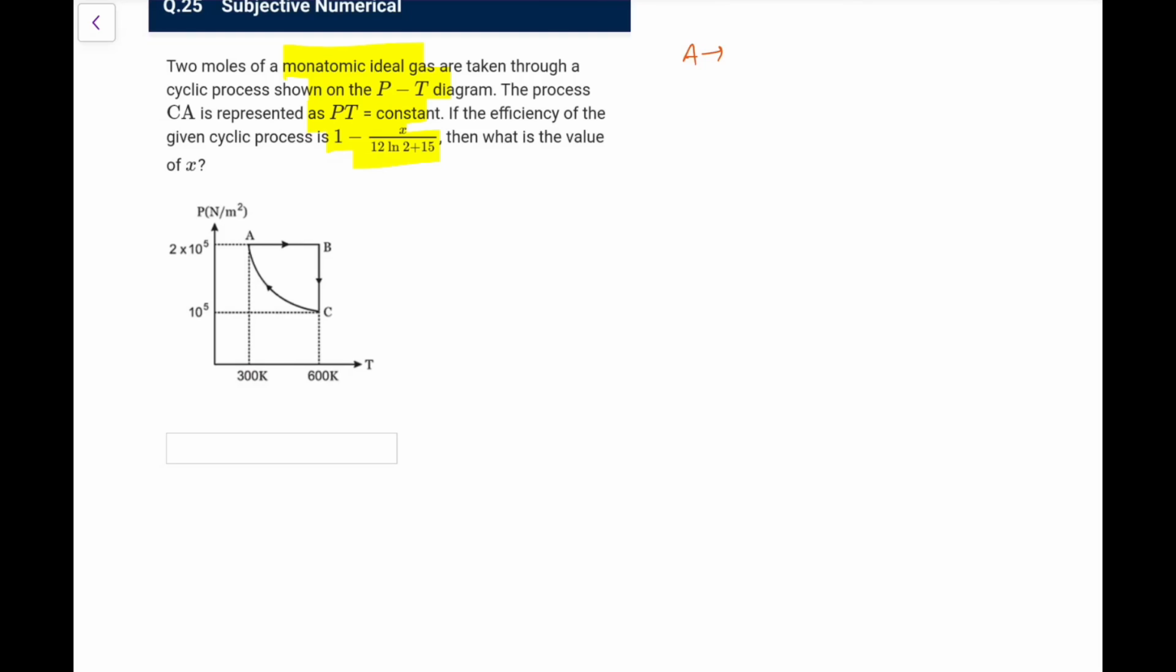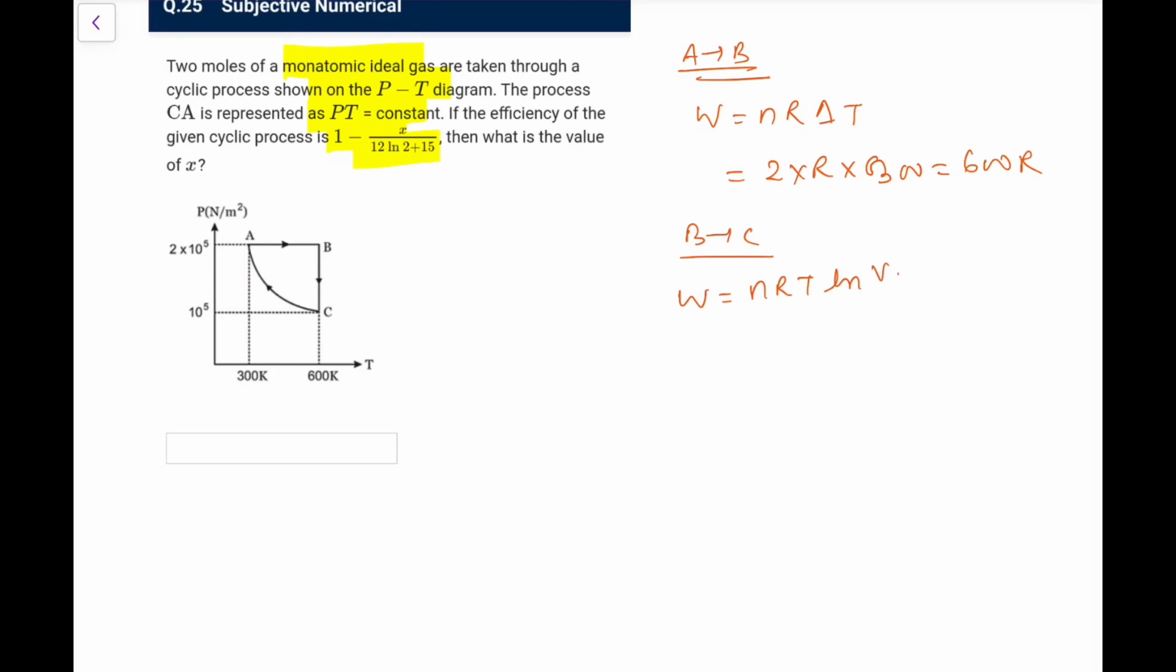First, A to B. I can say it is an isobaric process. So I can write work done as positive nRΔT. 2 moles, RΔT comes out as 300, so this is 600R. Now B to C is isothermal, pressure decreasing, so volume increases. So positive work, nRT ln(V final upon V initial). So 2 into R into 600 into ln(P initial upon P final), which is ln 2. So it is 1200R ln 2.